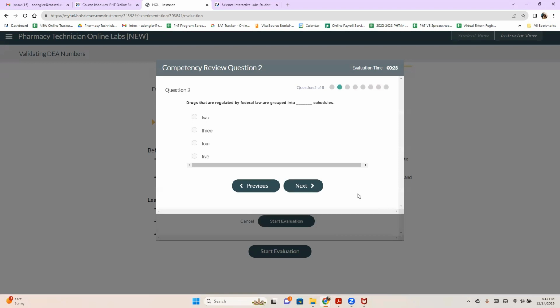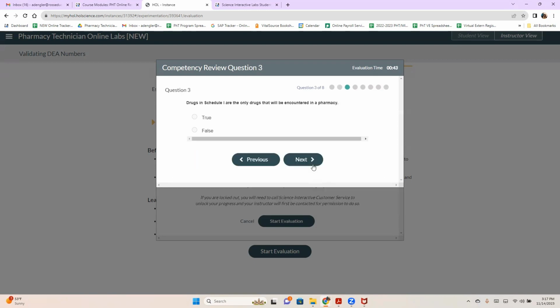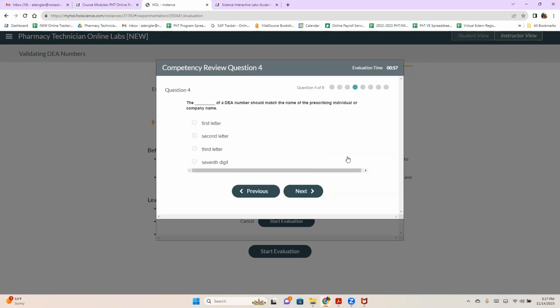Drugs that are regulated by federal law are grouped into blank schedules. So remember from the beginning when we moved all the schedules into the right definition. So there's 5. Drugs in Schedule 1 are the only drugs that will be encountered in a pharmacy. So remember that Schedule 1 drugs are not approved for medical use, so we would never have them in the pharmacy. So that is going to be false.